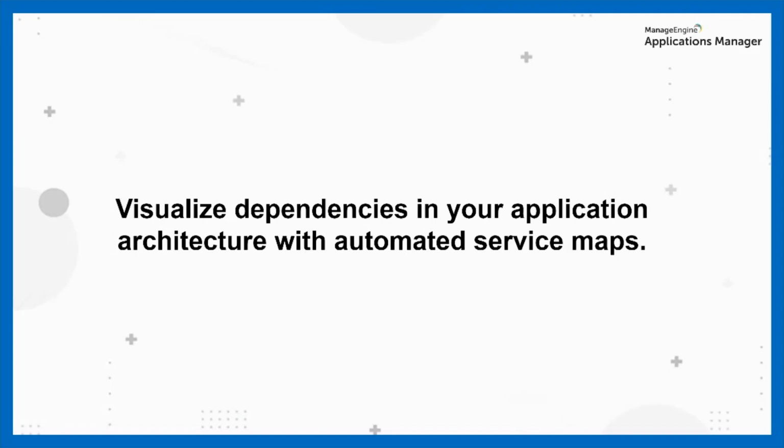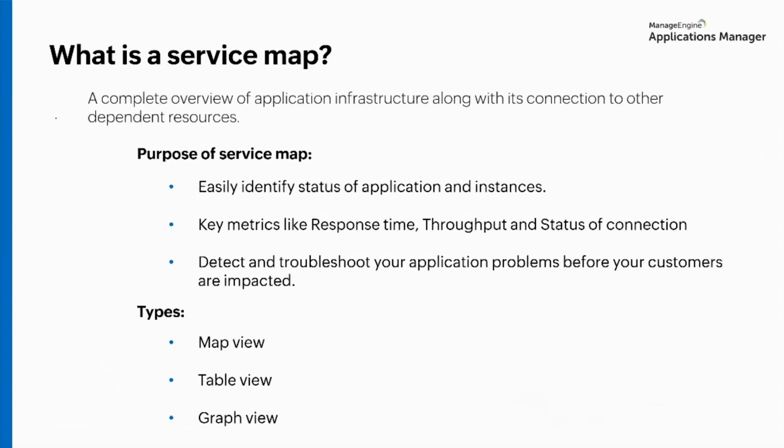And the last topic in our agenda is visualizing dependencies in your application architecture with automated service map. So what is a service map? As we had discussed at the time of the initial presentation, it is necessary to understand the complex business architecture. Using this service map, it will provide a complete overview of the application infrastructure along with its connection to the dependent resources.